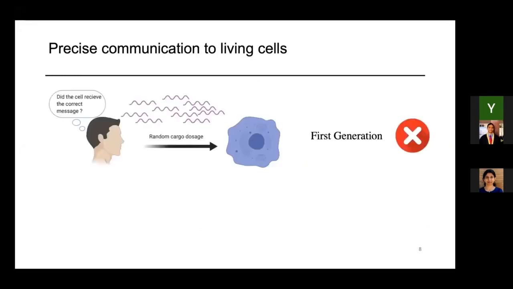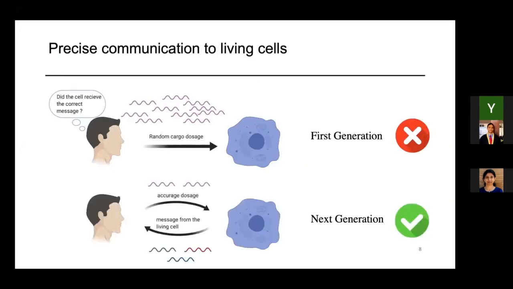When I started my graduate study and decided to build the next generation delivery system, I thought very hard about what kind of system I wanted to build. Instead of just building a non-viral system like we currently have, which would directly dump a random number of cargo molecules into cells, we hoped to really send correct messages. We wanted to build a channel that allows us to directly communicate with cells with high accuracy, repeatedly send precise messages to cells, and also receive their feedback information.